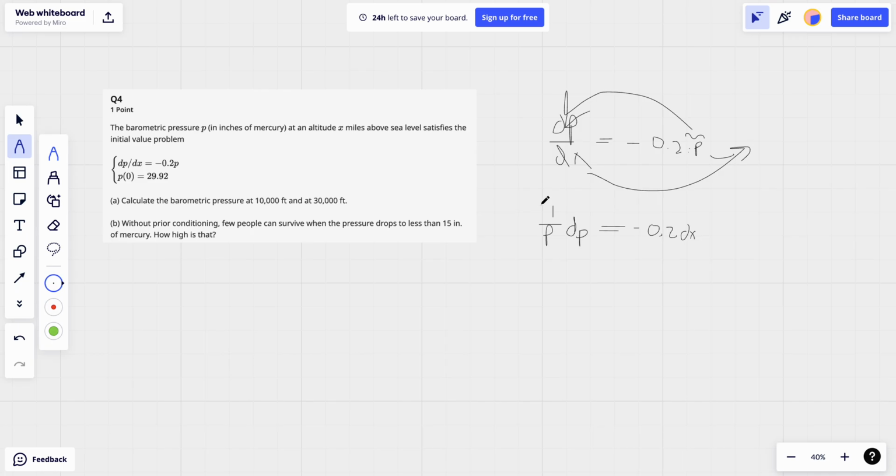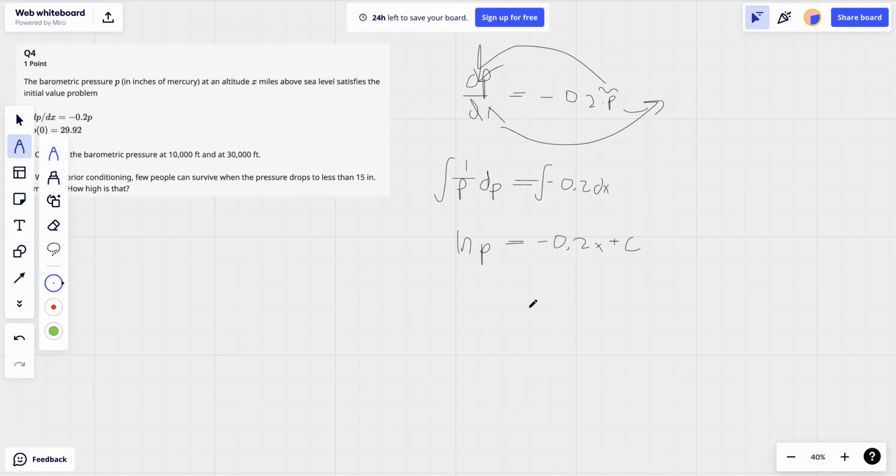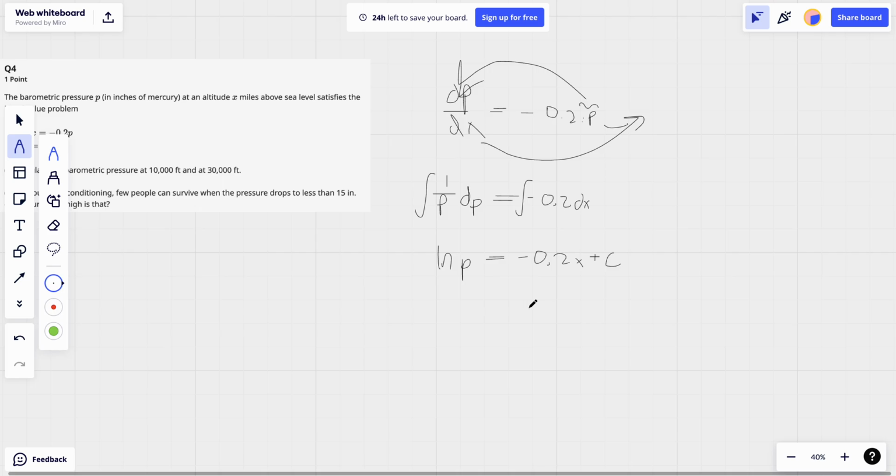All right. So now we can take the integral of both sides to solve and isolate p. So we're going to take the integral here and the integral here. And what we get is ln p is equal to negative 0.2x. And we always have to remember to add the plus c in. From here, we're going to raise both sides by e to remove this ln. And then we're also going to simplify.